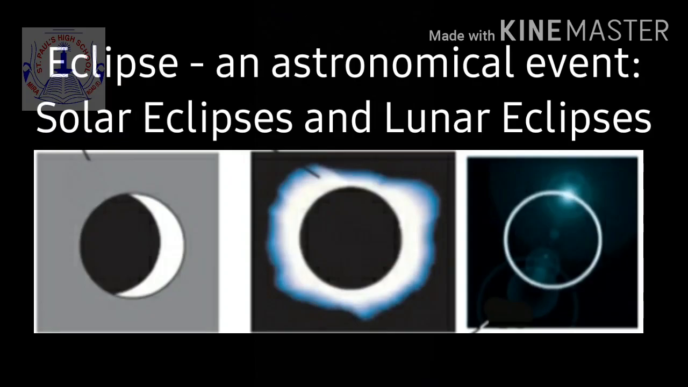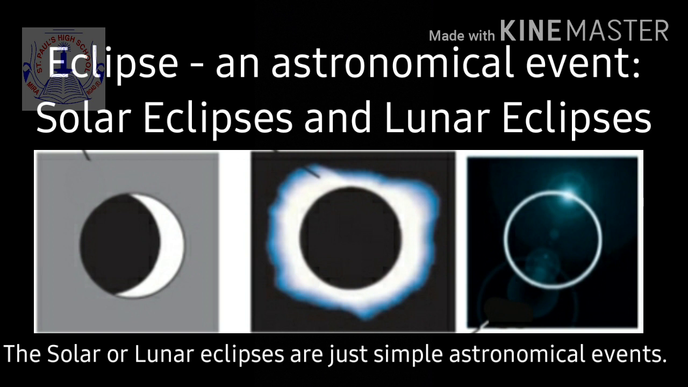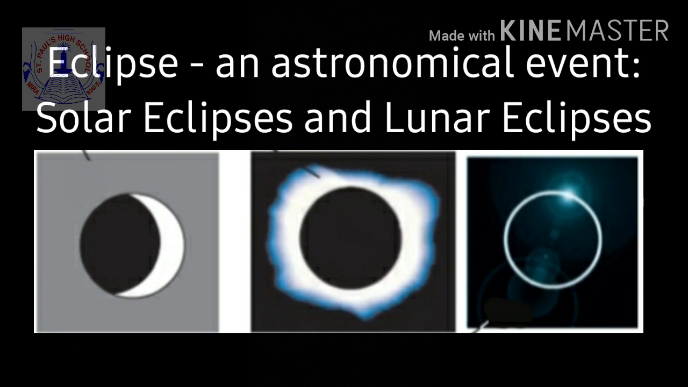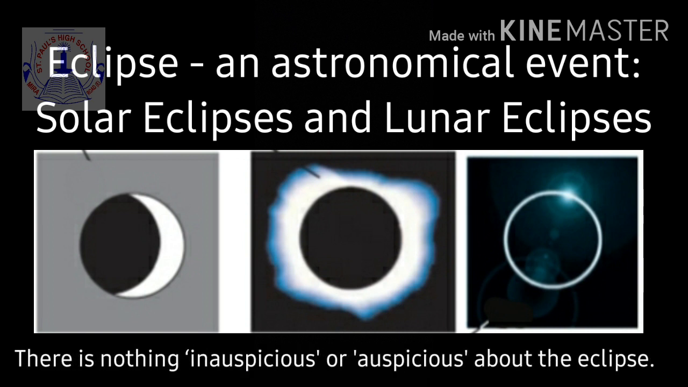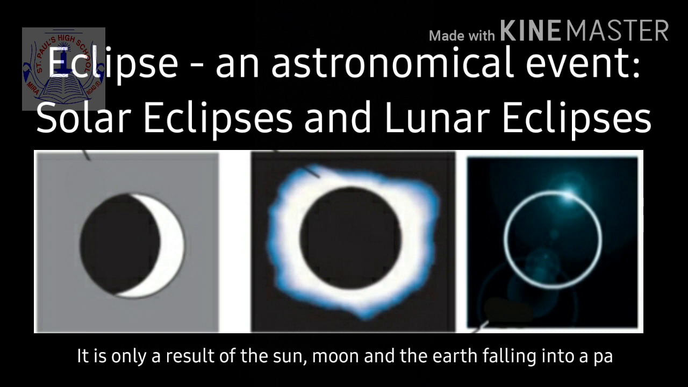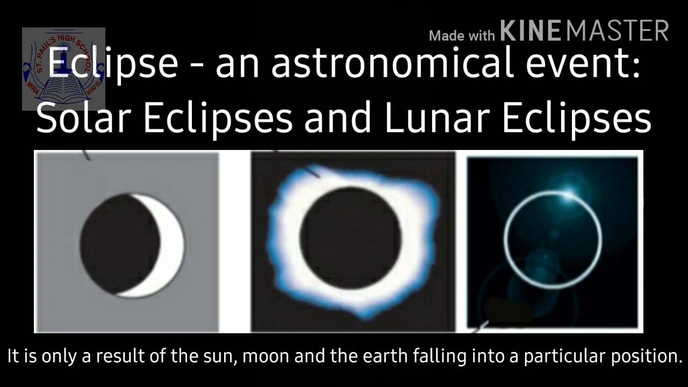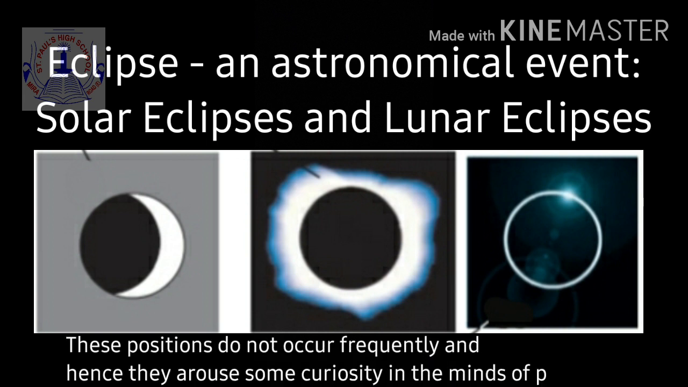Now let us see our next topic, that is eclipse and astronomical event. The solar or lunar eclipses are just simple astronomical events. There is nothing inauspicious or auspicious about the eclipse. It is only the result of the sun, moon and earth falling into a particular position. These positions do not occur frequently and hence they arouse some curiosity in the minds of the people.